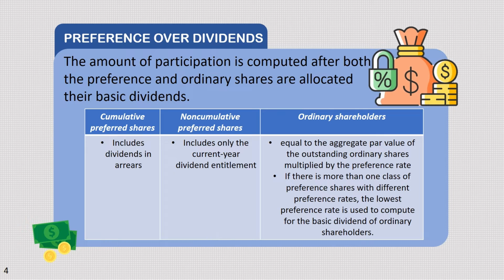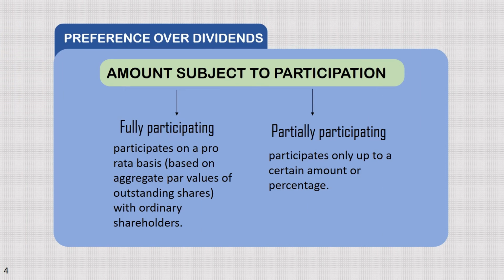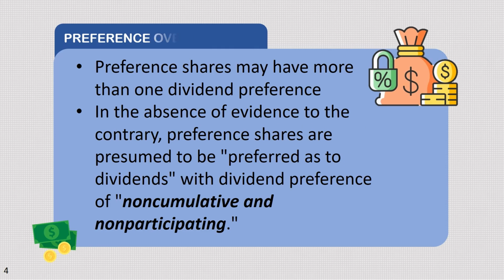Any excess of the dividends declared after deducting the basic dividends is the amount subject to participation, which is allocated depending on the nature of participation of the preference shares. Participating preference shares may be either fully participating or partially participating. Fully participating shares participate on a pro rata basis, while partially participating shares participate only up to a certain amount or percentage. Preference shares may have more than one dividend preference. For example, a preference share may be both cumulative and participating, or non-cumulative and non-participating.